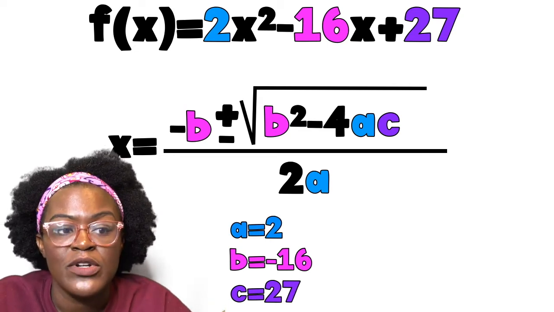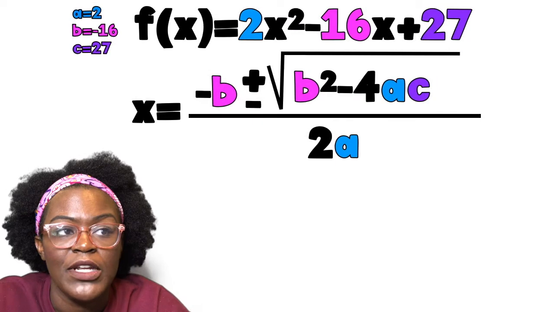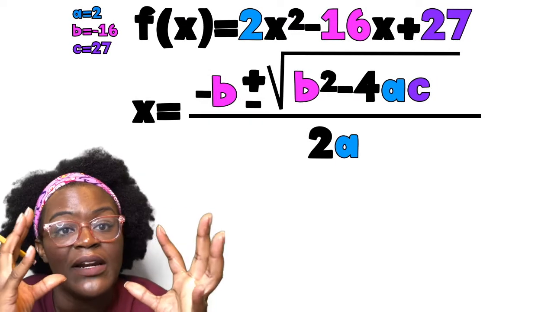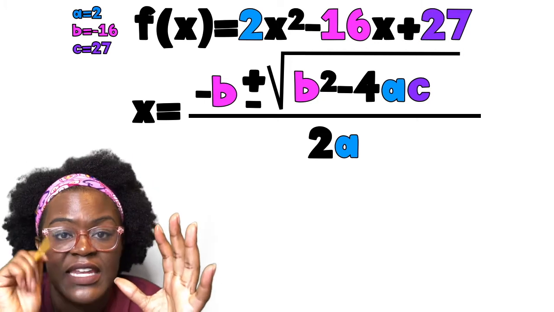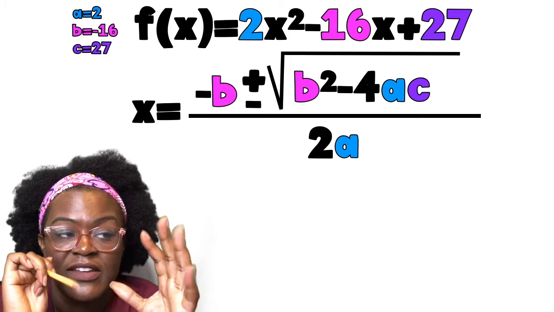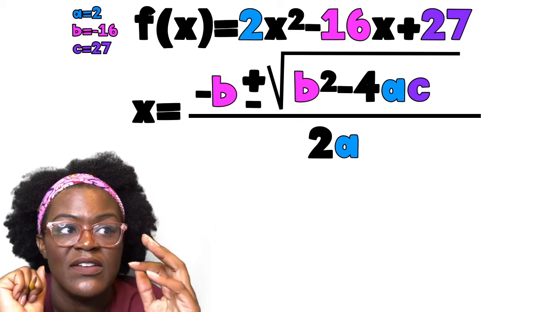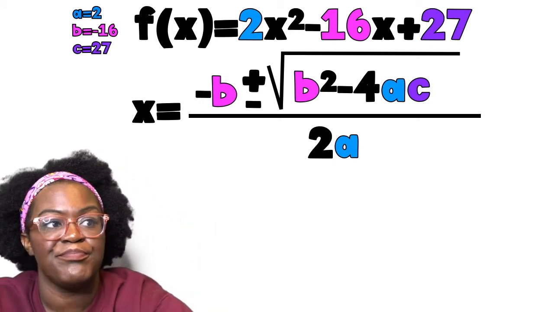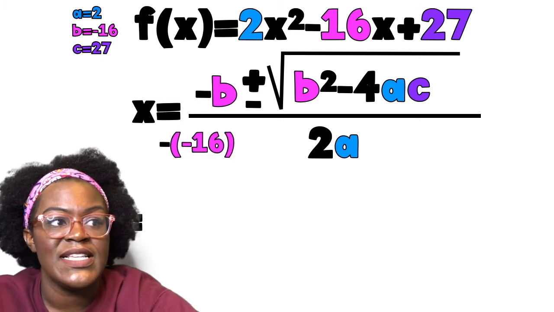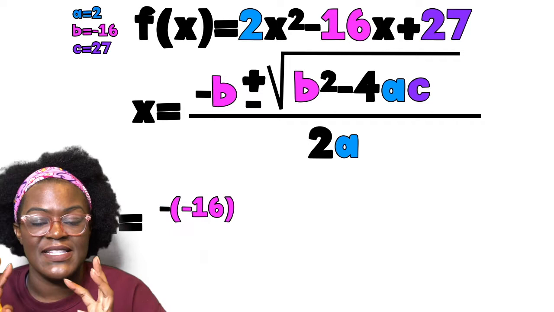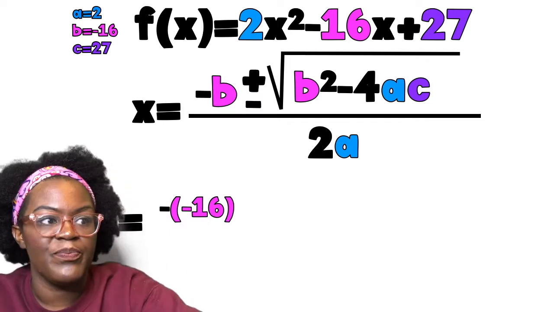Where those numbers are in the formula, I'm going to plug them in. Instead of the letter B, I'm gonna put parentheses and the number negative 16. Instead of A, I'm gonna put parentheses and the number 2. Instead of C, I'm gonna put parentheses and put 27. Notice that the negative in front of the B stays there and the negative 16 still comes inside the parentheses. So I have two negatives right now.